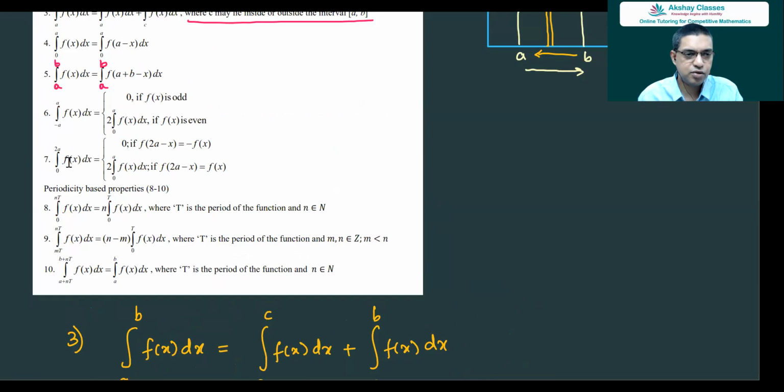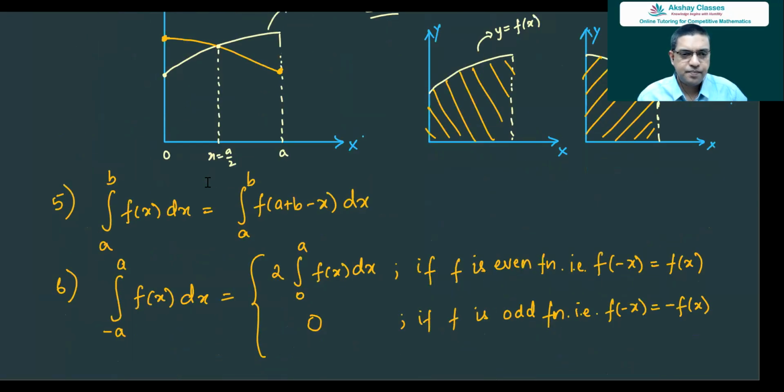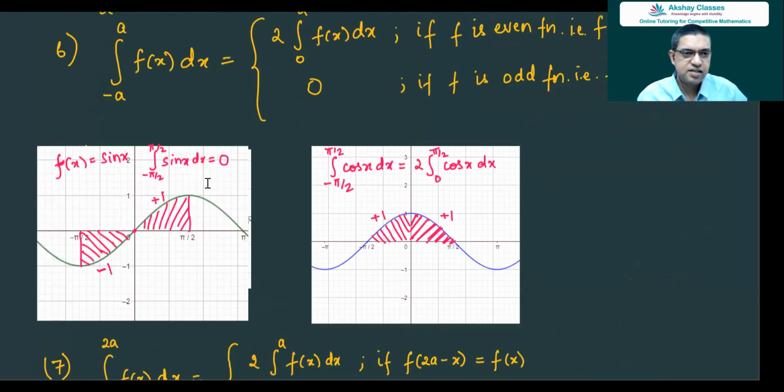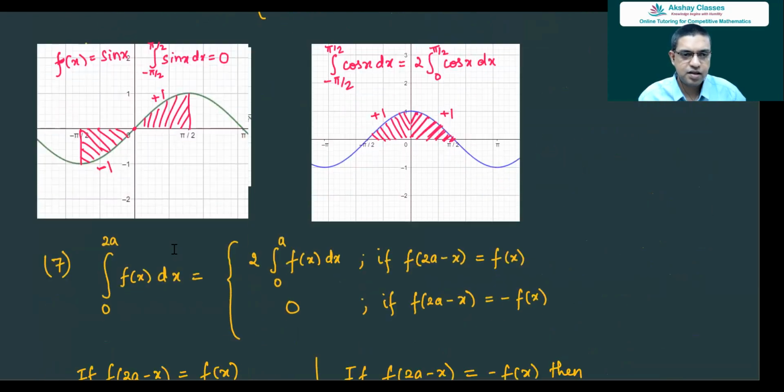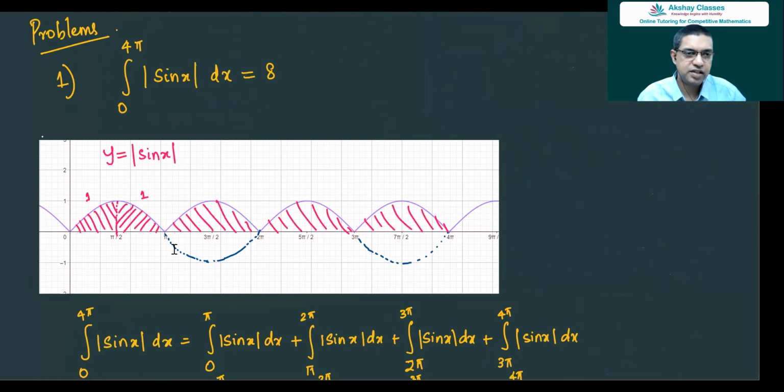And integral 0 to 2a f of x dx is equal to 0 if f of 2a minus x is equal to minus f of x, and twice integral 0 to a f of x dx if f of 2a minus x is equal to f of x. So we discussed all of these in detail, and we did problems on these.